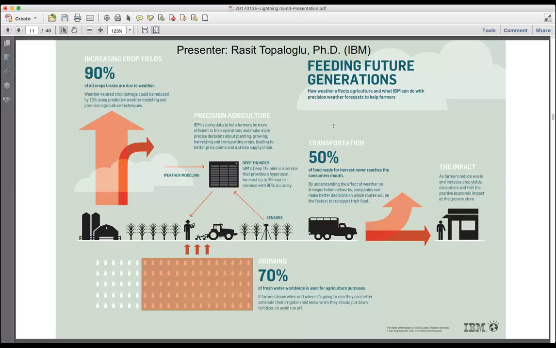First, I'd like to give you an overview of how IBM is doing some work in this area. IBM's point of view is basically data-oriented. 90% of crop yield loss is related to weather. So if we have very fine-grained weather prediction, this data can be used to avoid that loss. Also, 50% of the food gets harvested but never makes it to the store, and that can also be weather related. So how can we predict these using some sensors and improve the yield overall? Next page.